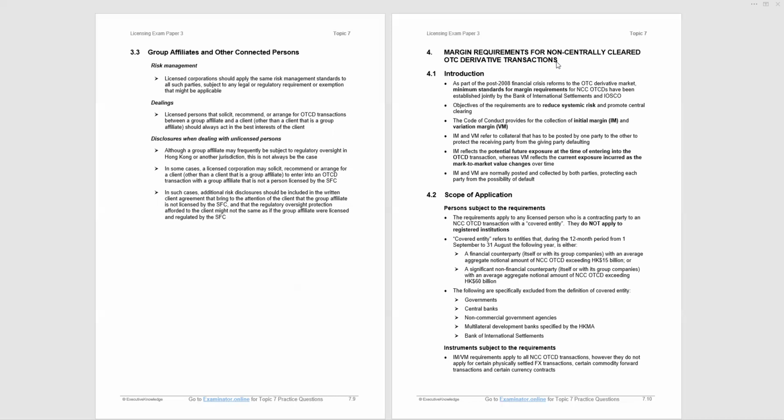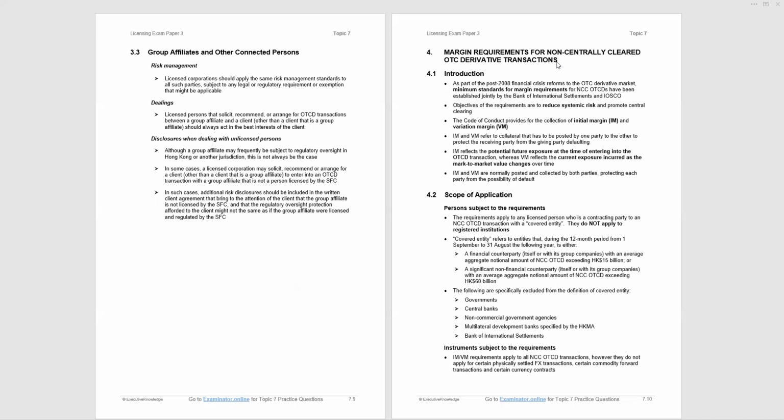So you put in collateral, you make a payment, the initial margin, to the counterparty, and then if your position goes into loss and you have more exposure, you've got to top up the margin that you've paid the counterparty. Initial margin and variation margin are normally posted and collected by both parties, protecting each party from the possibility of default. Now that concept could be examined, and as we'll see, some of it's been introduced, but not all of it.